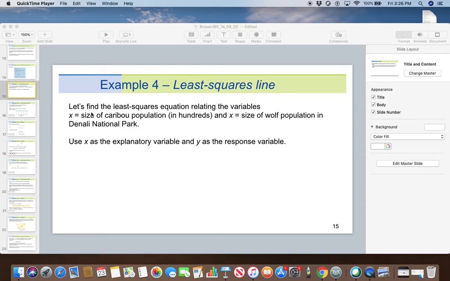Back. Example: let's find the least squares equation relating the variables x, size of caribou population, and y, size of wolf population. Note caribou population is in hundreds. X is the explanatory variable, y is the response variable.